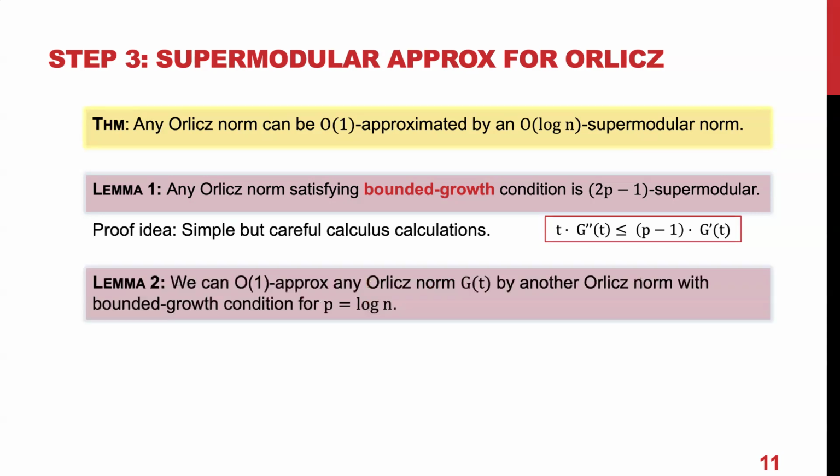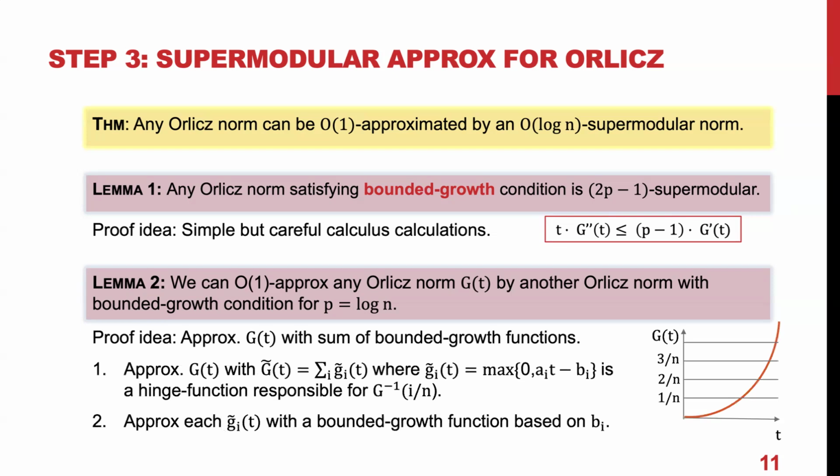And given this lemma, the second lemma says that for any RLH norm, you can approximate its original RLH function g by another function which has this bounded growth condition, losing only a small factor, for p being logarithmic. So we can approximate any RLH norm by another RLH norm which has this bounded growth condition without loss of generality. And roughly the way we achieve it is you approximate the original RLH function by a sum of other bounded growth functions. And notice that if you sum up bounded growth functions, the sum is also still bounded growth.